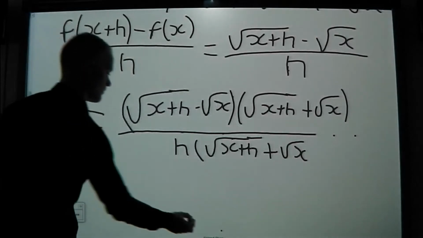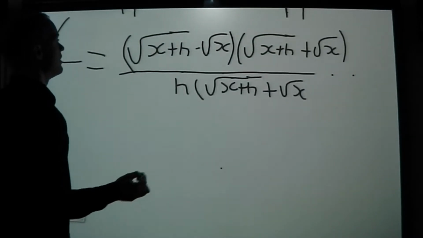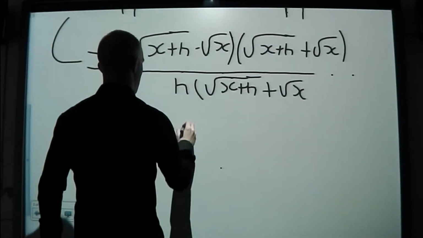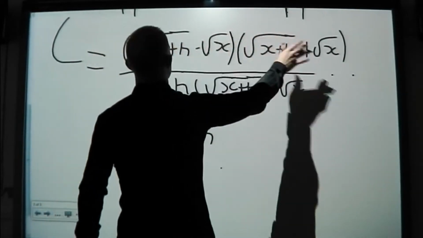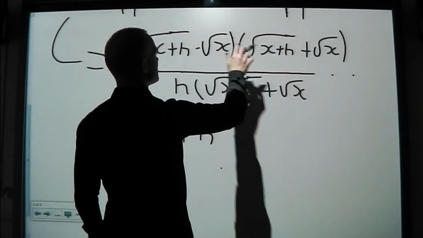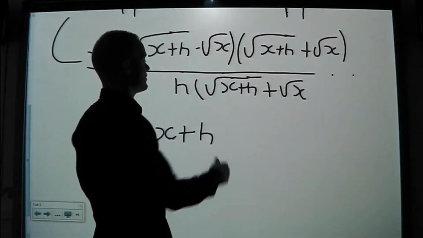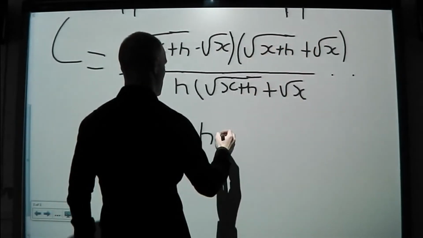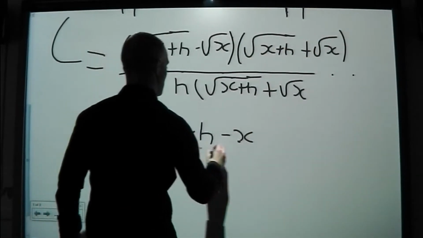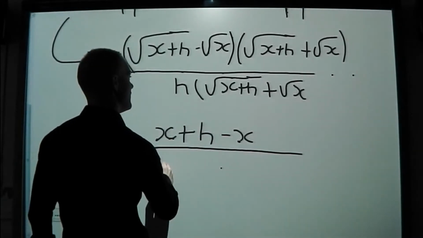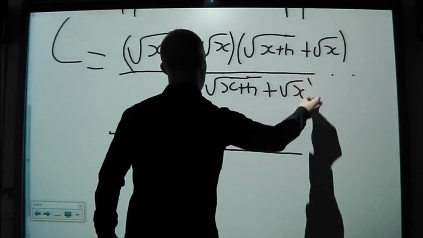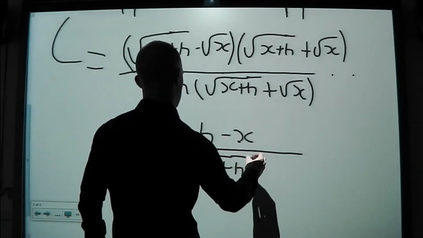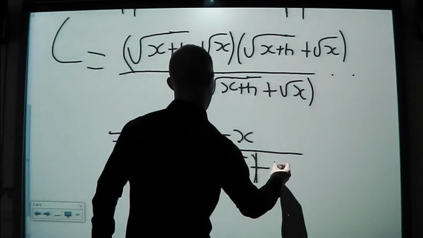Now we multiply this by this, we just get x plus h. And multiply this by this, we get root x times that. But then that's the opposite of minus root x times that. So that just equals 0, so I won't write that out. Basically those two terms equal 0. And then the minus root x times root x is equal to minus x. And that's all over h times root x plus h plus root x.